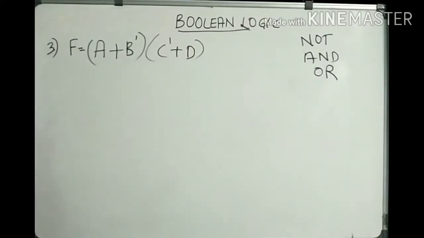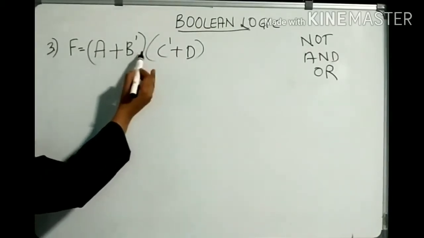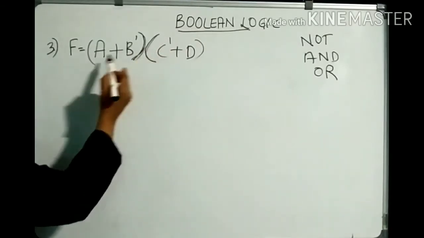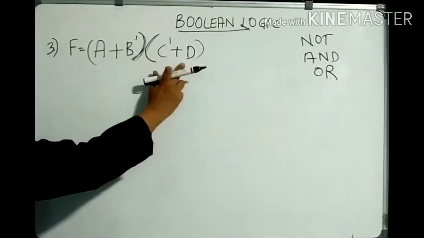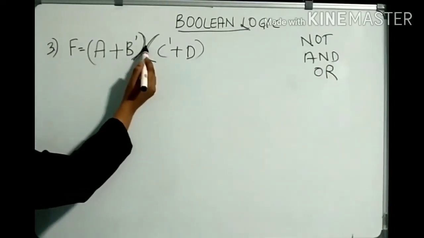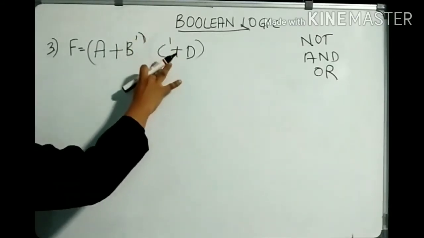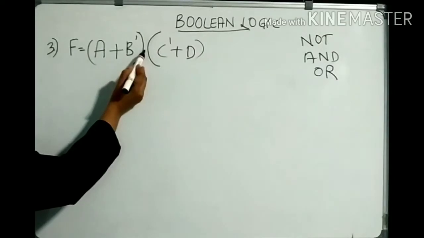Let us see according to the priority. Here we can see that plus is here, but there is an AND between these two things. Between A plus B dash and C dash plus D, there is an AND. Here it is not given as a dot. They have simply drawn two brackets. But in between this, what is happening?